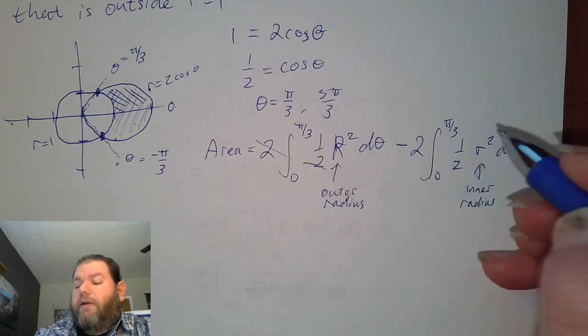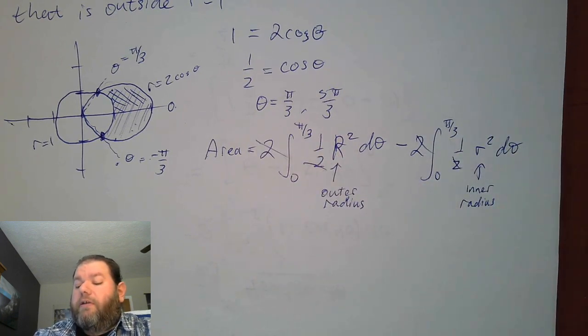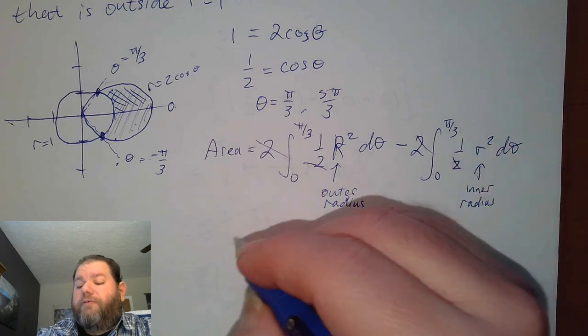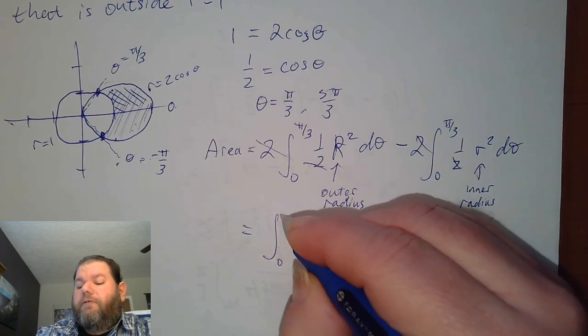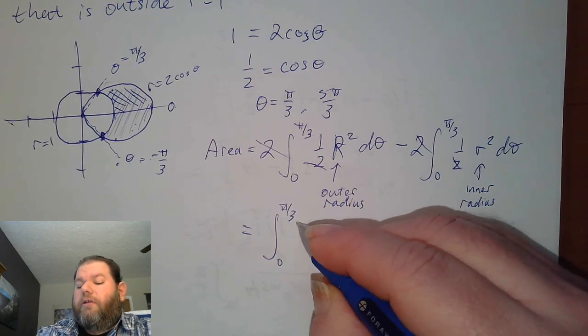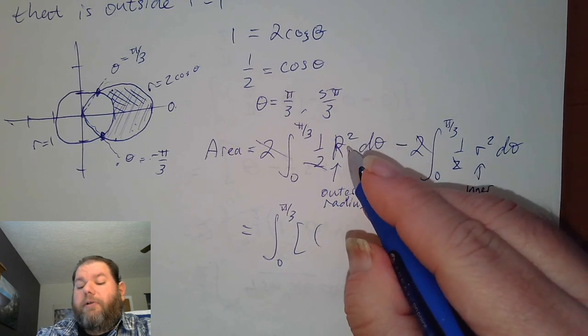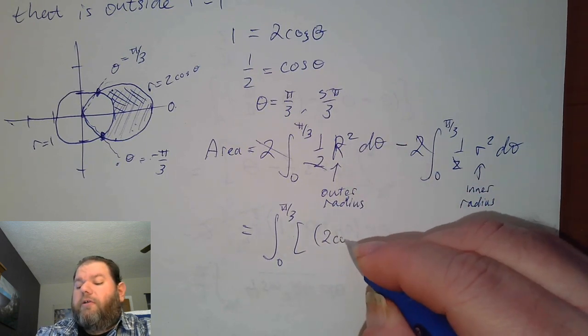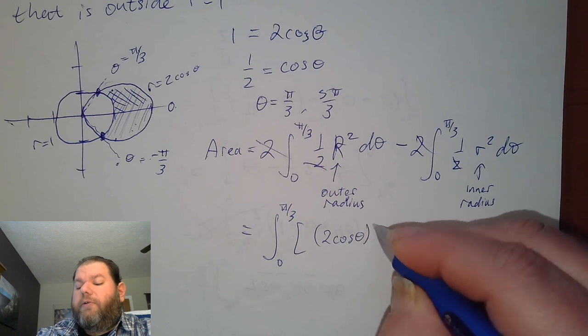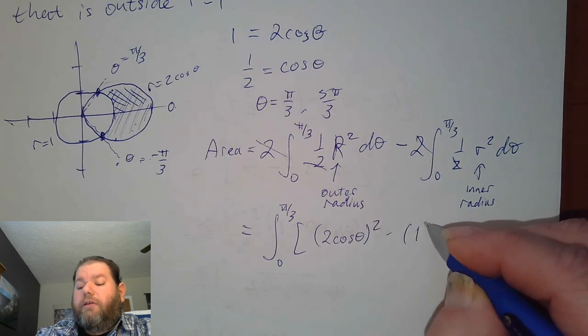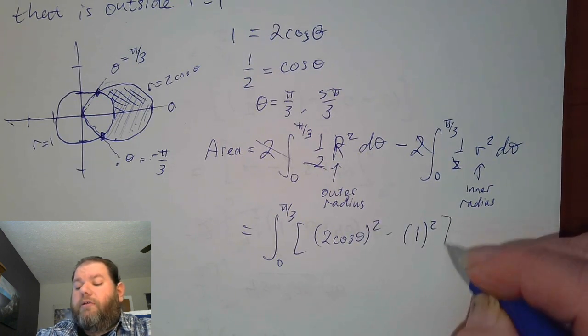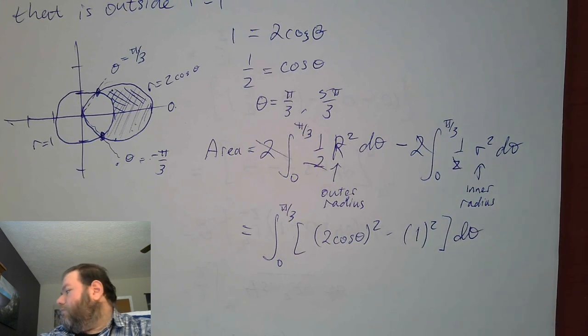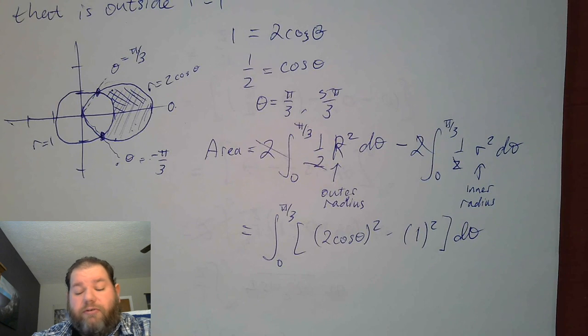The 2's cancel out regardless, but the 1/2. Our limits of integration are identical, so we can think of it as 0 to pi over 3, and we'll take capital R squared, which is (2 cosine theta) squared, minus little r, 1 squared, d theta. So we don't have to put that as two different integrals. We can do it all as one integral if we want, which generally is easier.